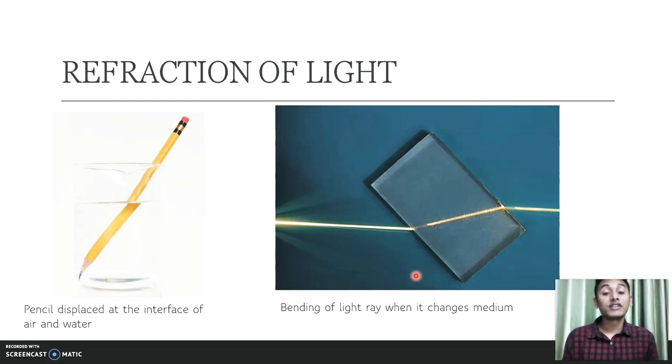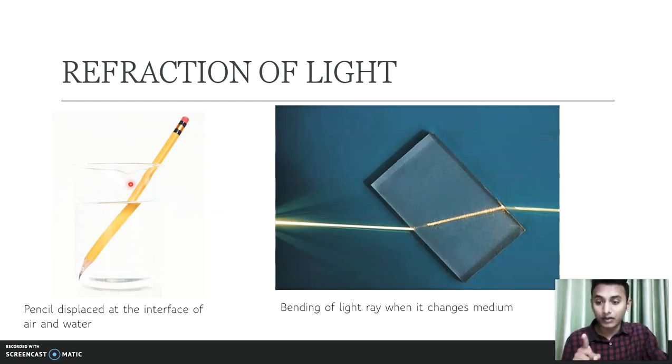Now we move to refraction of light. Have you ever seen this phenomenon where you dip a pencil in a glass full of water and it looks displaced? The pencil is not actually getting broken or bending. It is the light which bends, because of which the pencil appears displaced. You can see here a light ray is being thrown at a glass. It goes into the glass, changes its direction and then comes back to the same parallel direction. These two phenomena are because of the bending of the light ray when it changes medium.